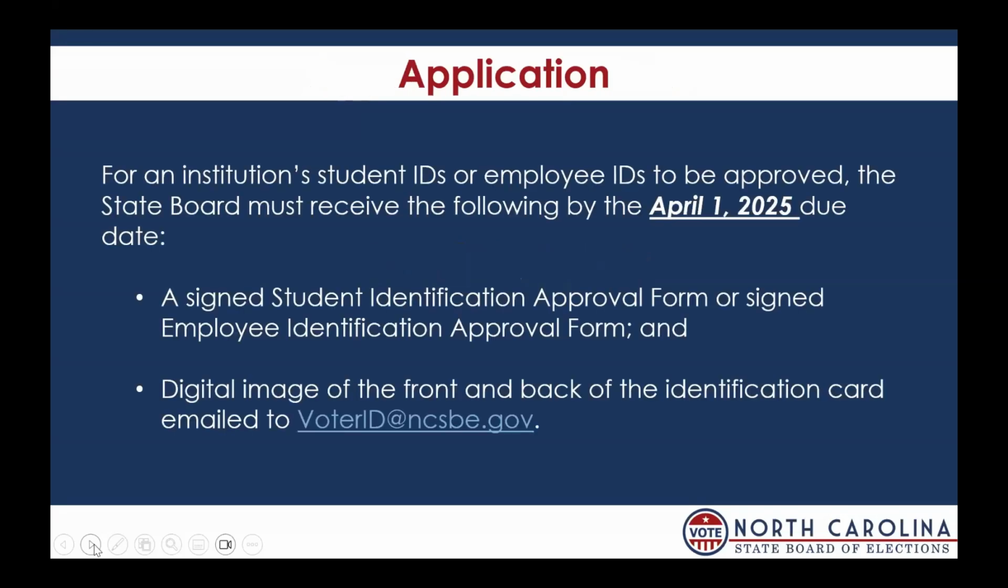All right, so the application process this round looks very similar to what it did in 2023 and 2024 for those of you who applied previously or considered applying previously. For institution student IDs or employee IDs to be approved, again, we must receive that application by April 1st, 2025. It remains a two-part application. So first, we need a signed student identification approval form or employee identification approval form. And then second, we need a digital image of the front and back of the identification card. And both of these documents should be emailed to voterid@ncsbe.gov.